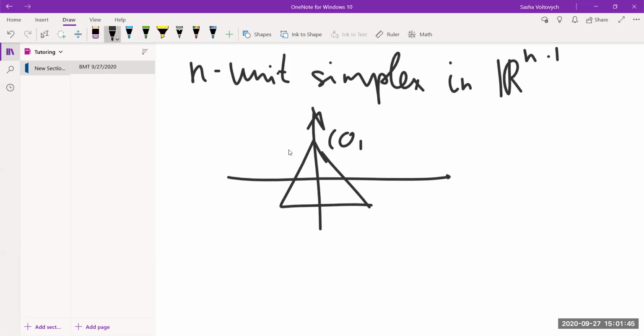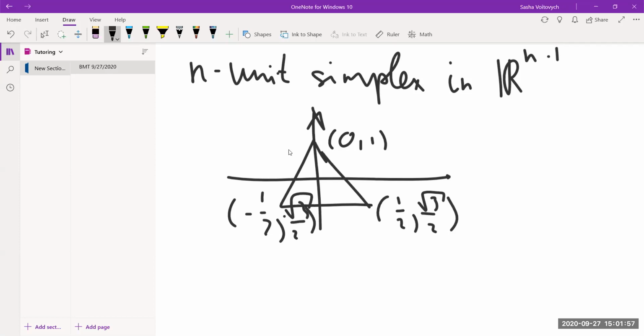coordinates like (0, 1), (1/2, √3/2), and (-1/2, √3/2). And there's really no way around it to avoid an irrationality. Which makes it really difficult to work with n-unit simplex in R^(n-1). So if you imagine a tetrahedron in R3, it will not have nice coordinates as well.